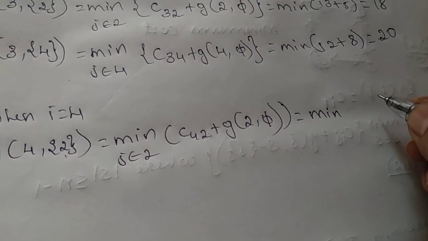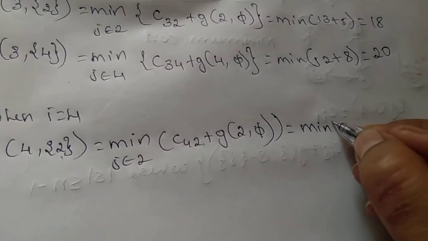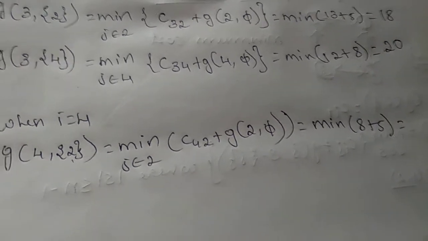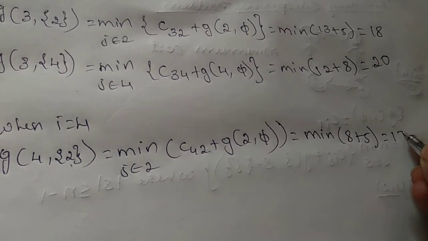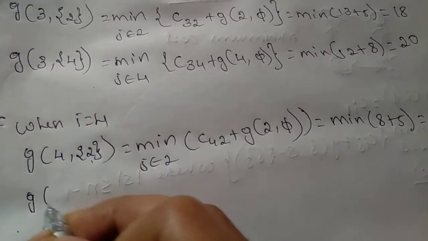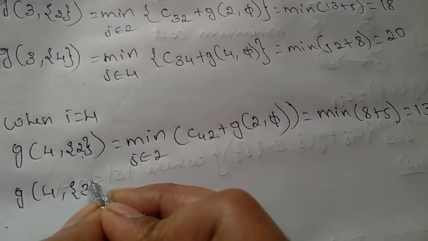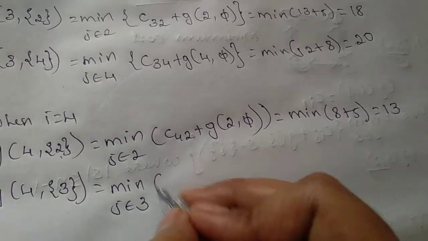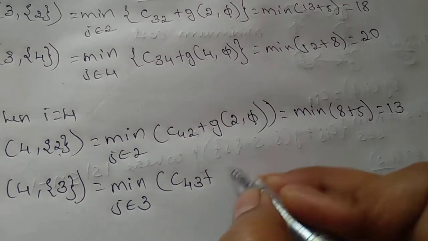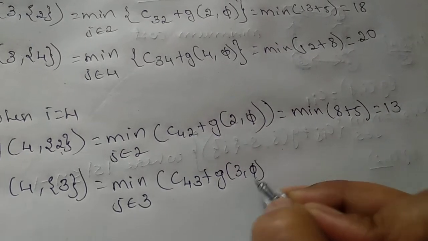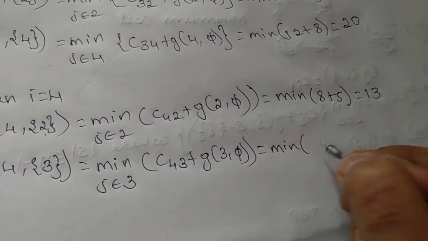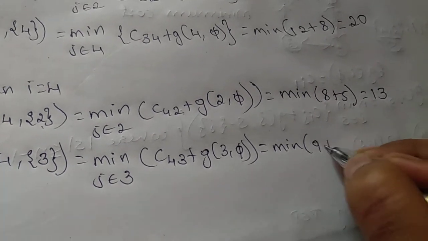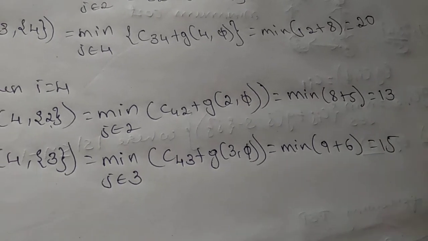Then C of 4 to 2. From the matrix, I'll get 4 to 2 as 8 plus g of 2 comma 5, it is 5. 8 plus 5, it is 13. In the same way, g of 4, i value is 4, you can either go to 2 or 3. 2 it is done, now I will just do with 3. J belongs to 3. Now C 4 3 plus g of 3 comma 5. So 4 to 3 is what? 4 to 3 is 9 plus g of 3 comma 5 is 6. So this value is 15.